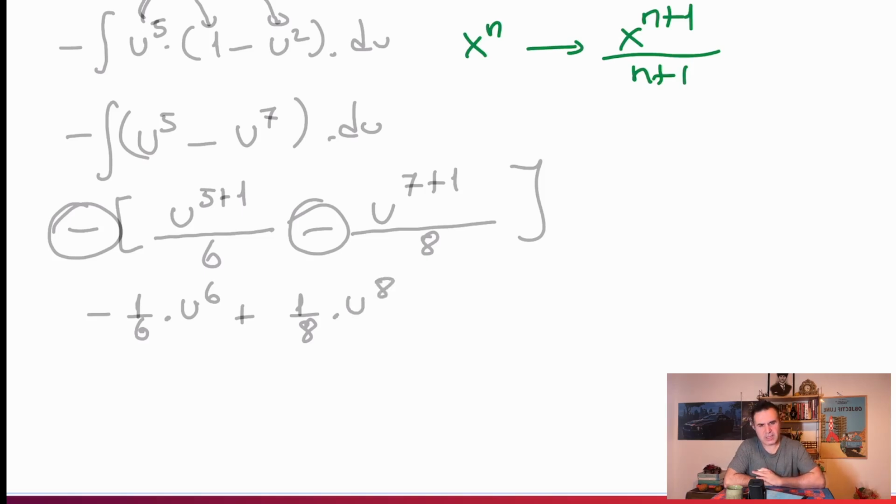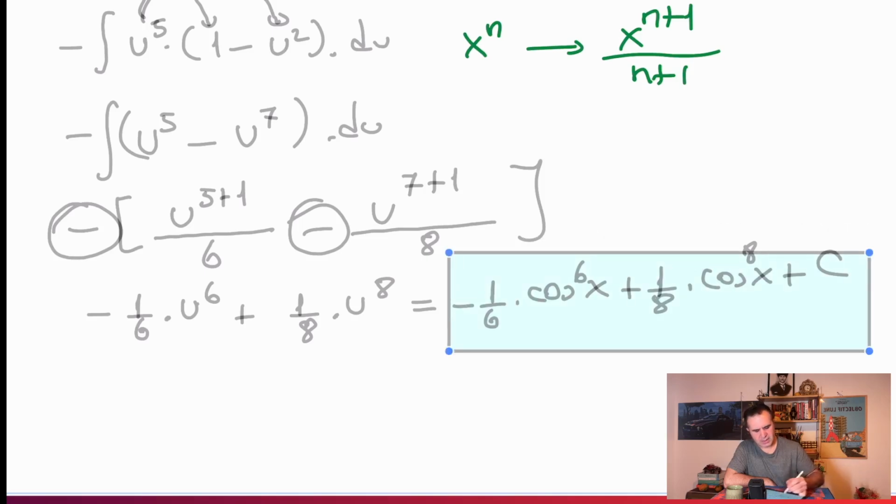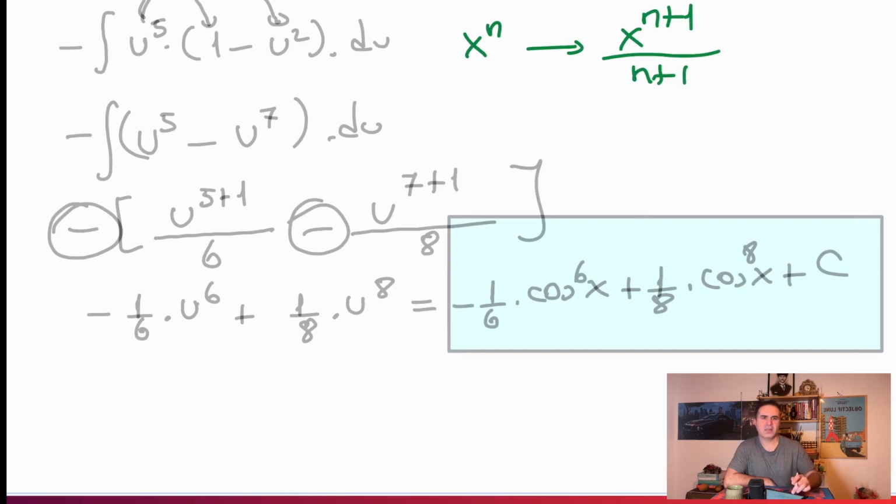Now, since cosine x was u, this integral becomes minus 1 over 6 times cosine to the power of 6x plus 1 over 8 times cosine to the power of 8x. And since this is an indefinite integral, we add a constant c here, and the answer is this.